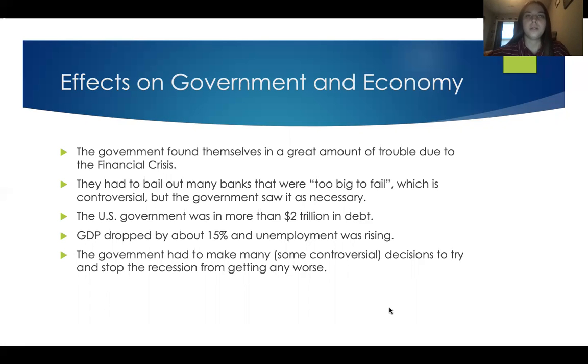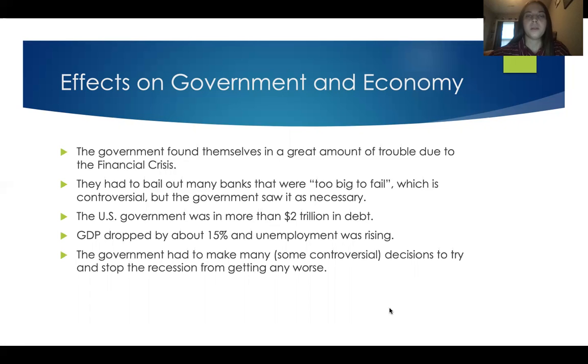From the point of view of the U.S. government, the financial crisis was very significant. They found themselves in great trouble and having to bail out banks and organizations that were too big to fail, while not bailing out smaller banks. This topic of bailing out these organizations is very controversial.